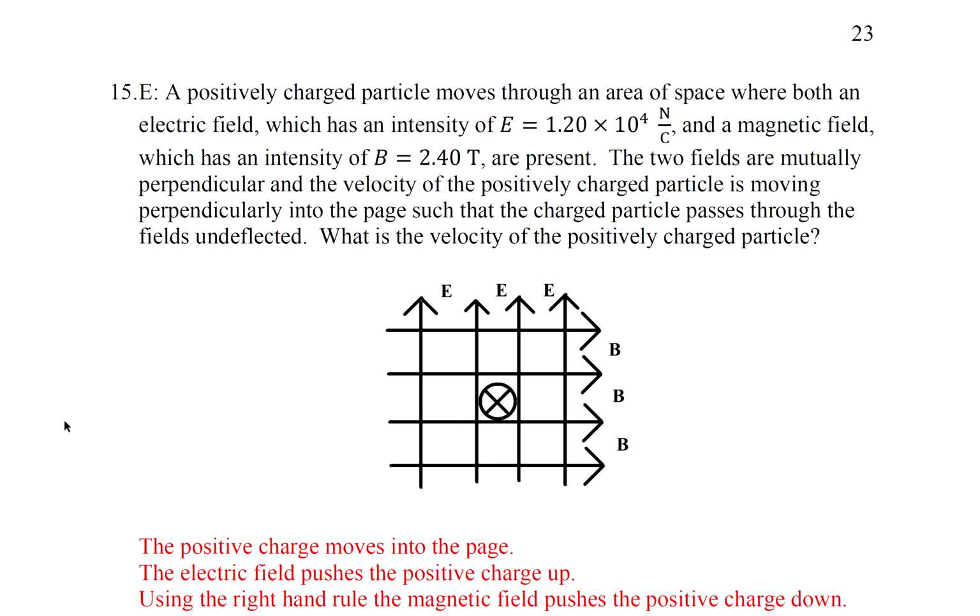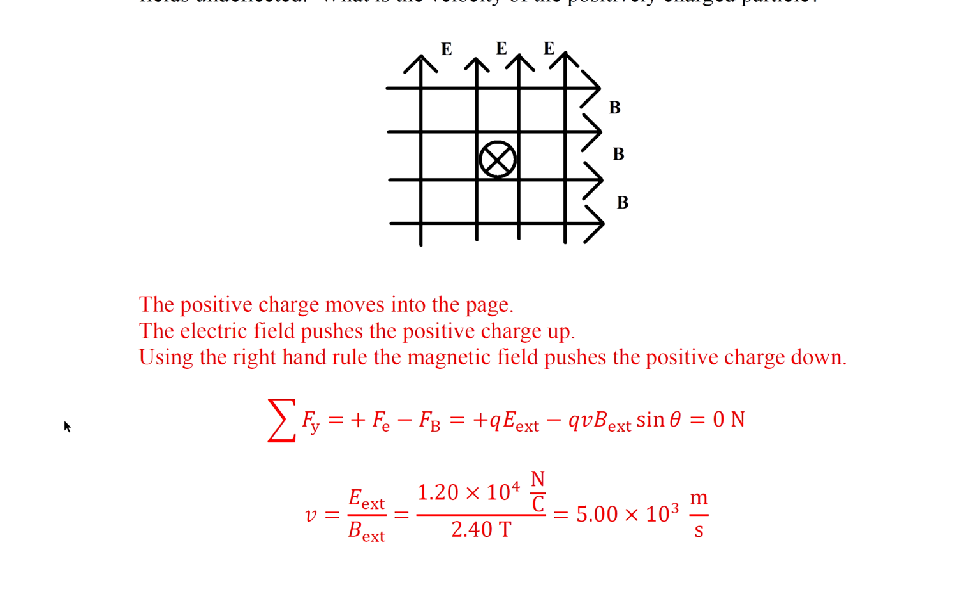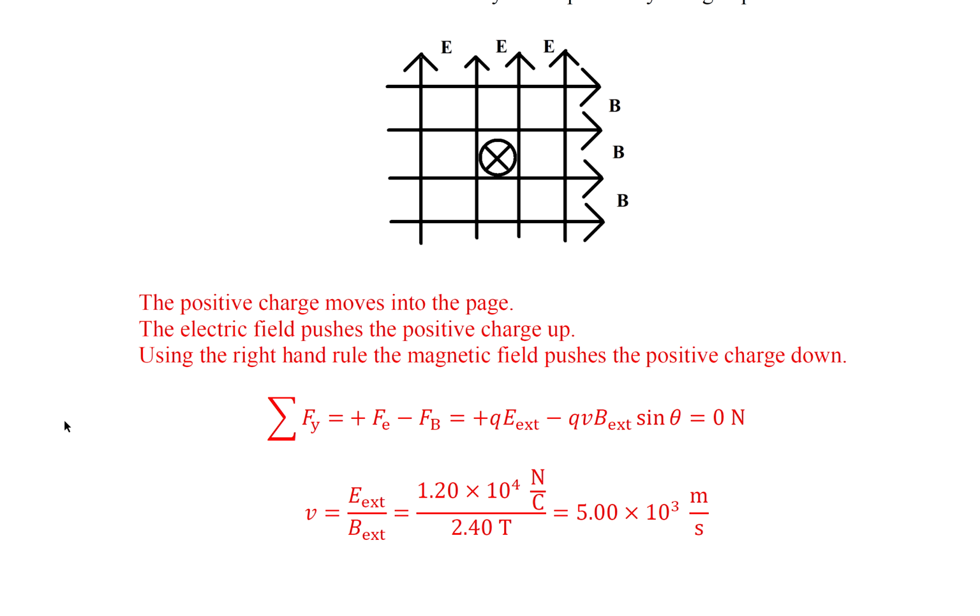Question 15, a positively charged particle moves through an area of space where both an electric field and a magnetic field are present. The two fields are mutually perpendicular and the velocity of the positively charged particle is moving perpendicular into the page, such that the charged particle passes through the fields undeflected. What is the velocity of the positively charged particle? So we're going to use this equation here.